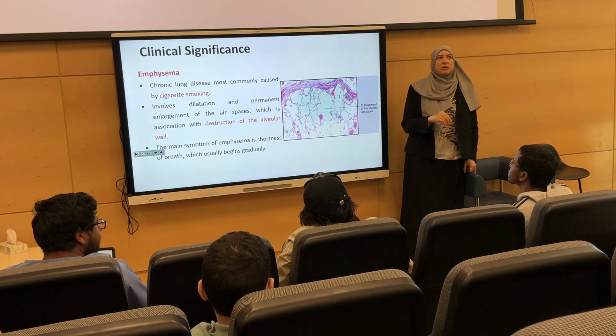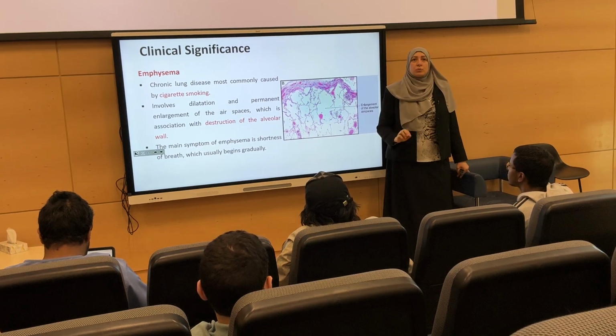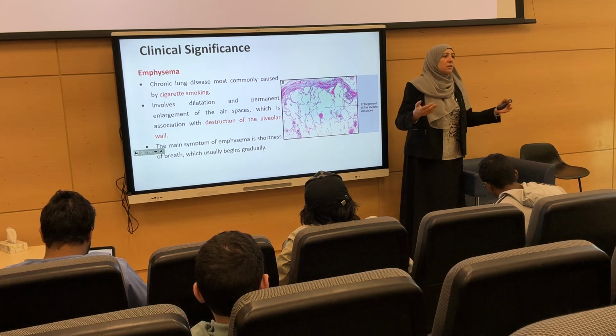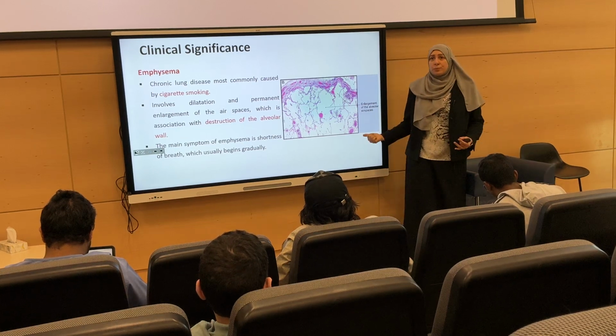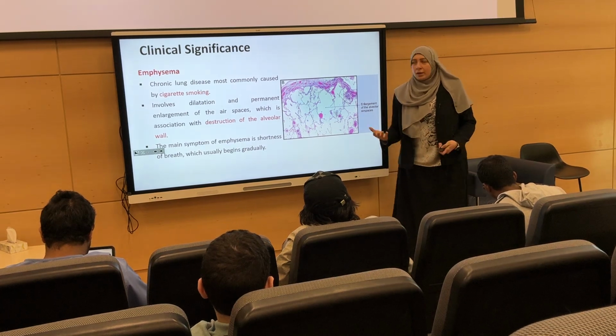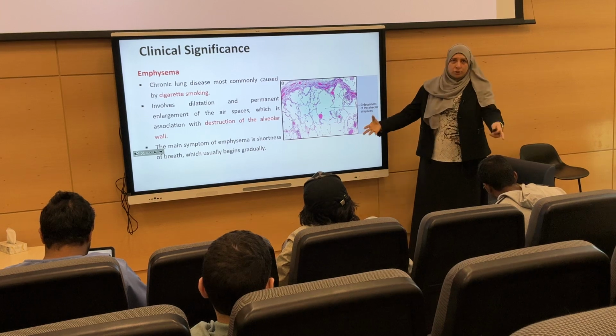Then we have emphysema. What is the meaning of emphysema? Destruction of the interalveolar septum. So it looks like we have a bigger space, but actually no. We are decreasing the surface area of gas exchange. Those people complain that they can't take a breath, shortness of breath. It's very common with smokers, especially if they have been smoking for a very long time.